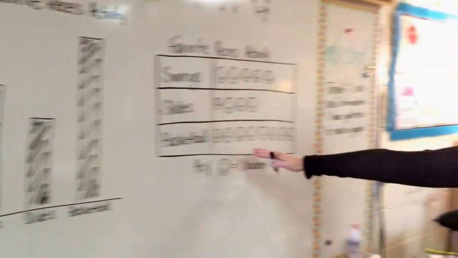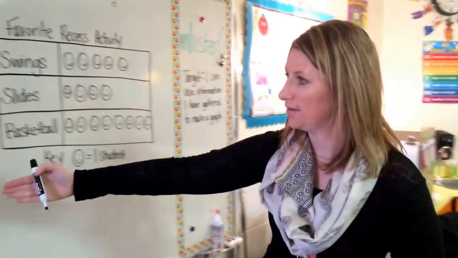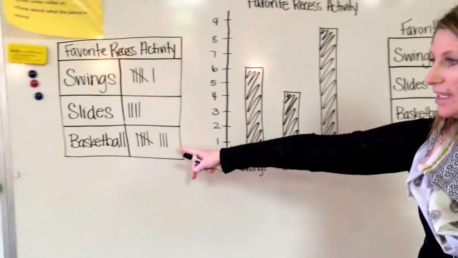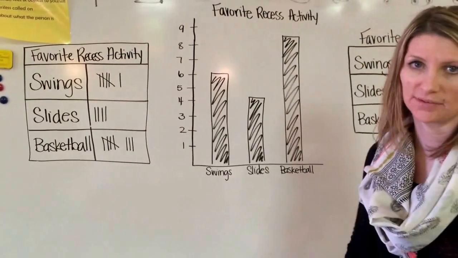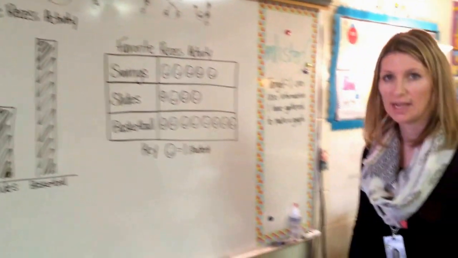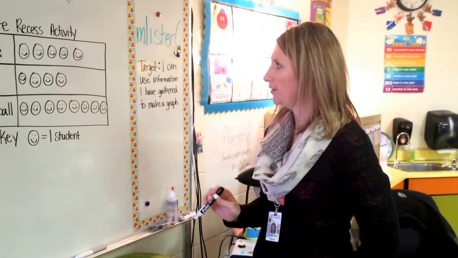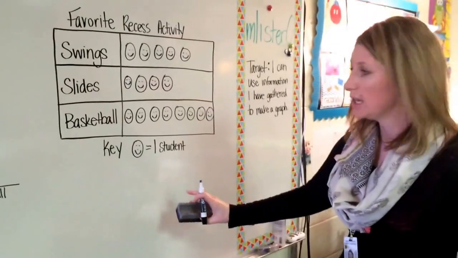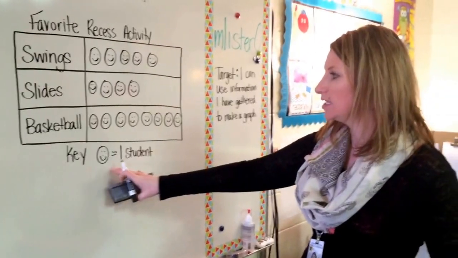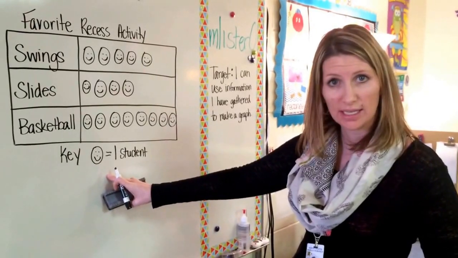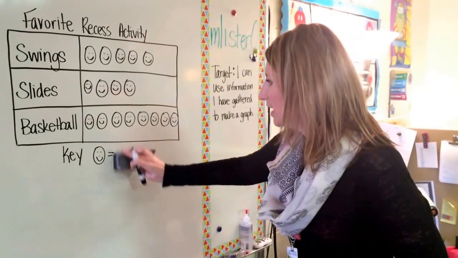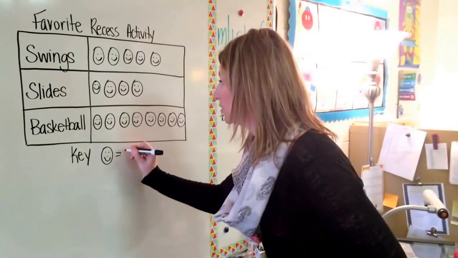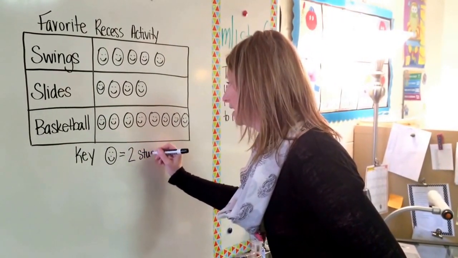I have the most students here, I have a tall bar graph here, and then I can even see with my tally chart right here that I have the most tallies for basketball. Okay, and there's one more thing that I want to teach you about a pictograph, and that is that this key can change. My key right here says that each smiley face represents 1 student. Well, I can change my key and I can make each smiley face represent 2 students.